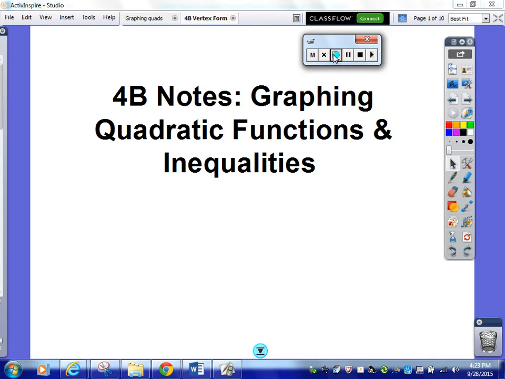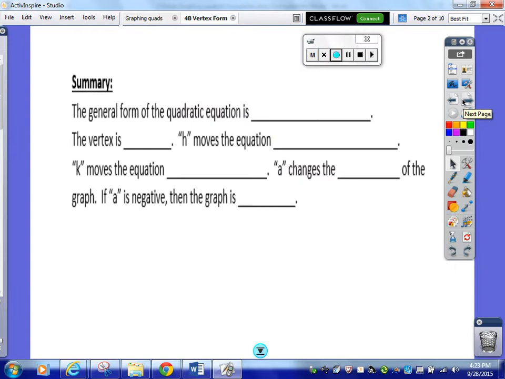Functions and inequalities. You should view these notes after you've completed the 4A Discovery worksheet. Alright, some summary information about graphing quadratics.